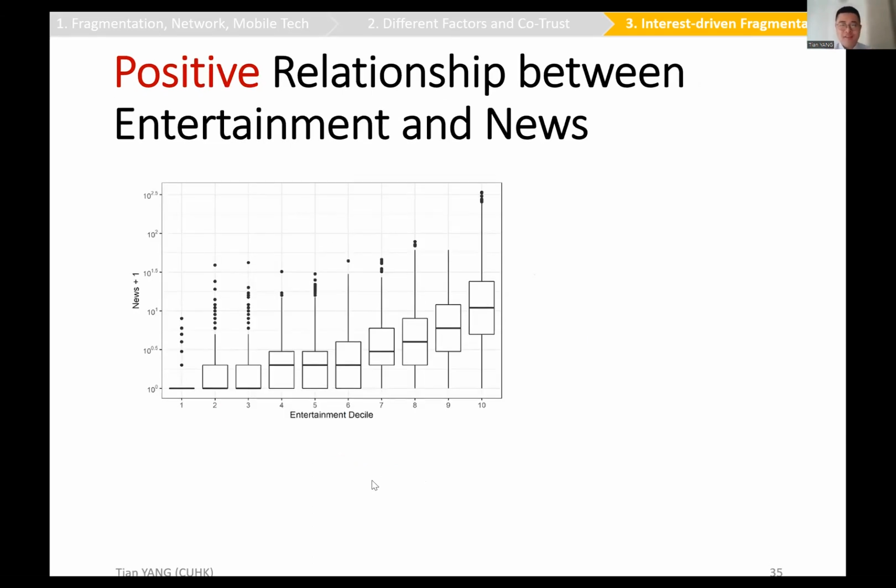Besides this, let me talk about another finding. To understand the relationship between news and entertainment, we collapse all the categories into 2 groups, news and entertainment, and we look at their relationship. Again, if the interest-based fragmentation hypothesis is true, then we should see some kind of negative association here. But the result in this figure shows that that's not the case. The x-axis plots the 10 deciles of entertainment contents. The y-axis demonstrates the corresponding news comments of the group. You can see the figure clearly shows a positive relationship between news and entertainment. That's different from what the interest-based fragmentation hypothesis suggested.